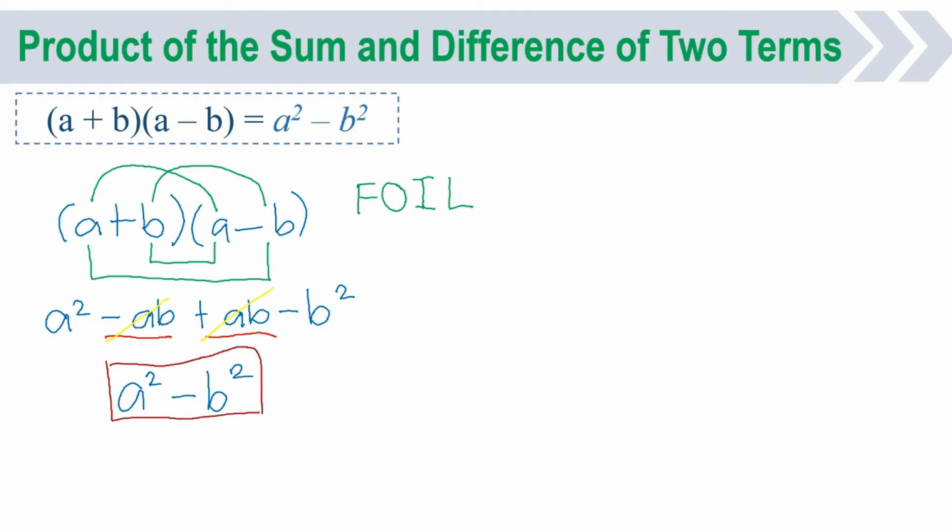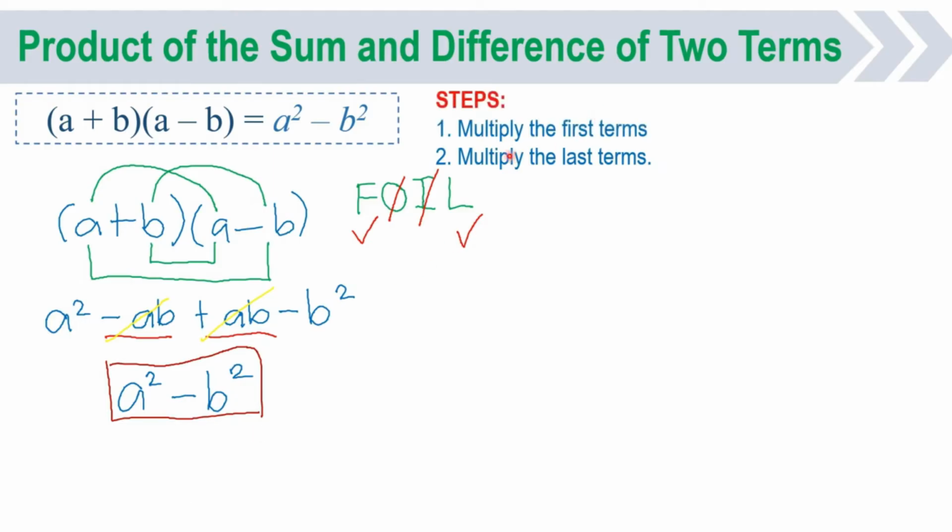So it means that in solving the product of the sum and difference of two terms, you may not solve for the outer terms and the inner terms. The only thing that you have to multiply are the first terms and the last terms. Or just remember these steps. First, multiply the first terms, then multiply the last terms.